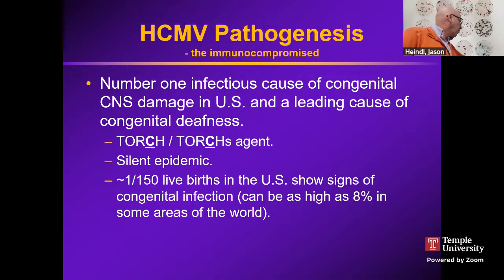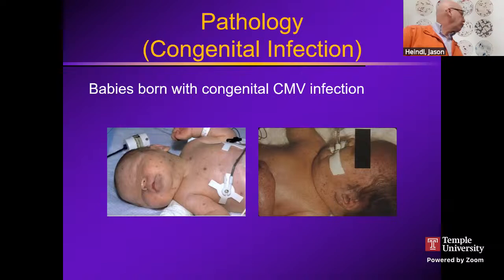I already gave you the numbers. In some areas of the world, I know it's hard to see, but behind this it says that in some areas of the world it's up to 8%. So you're talking about a really significant number. And it's not trivial when you have some of the children. Luckily, most are asymptomatic, but there's a significant number. As I said, there's congenital damage.